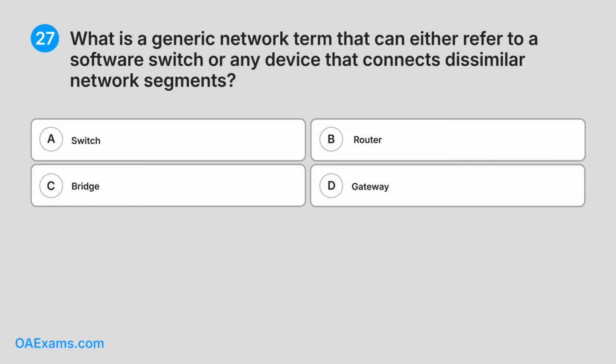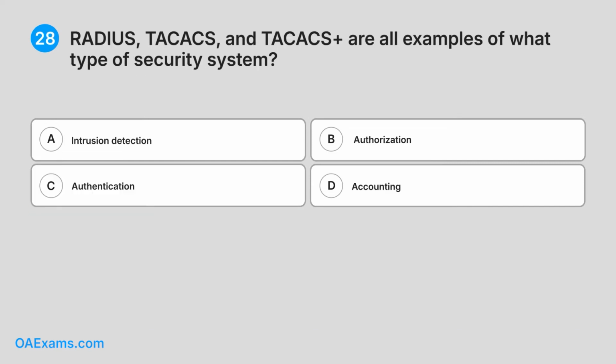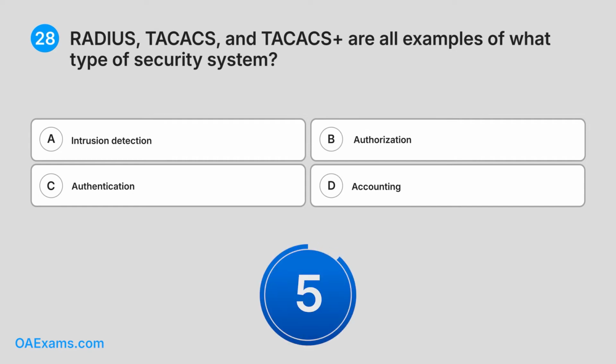Correct answer: C. Bridge. Explanation: A bridge is a network device used to connect different network segments, either in hardware or software. 28. RADIUS, TACACS, and TACACS+ are all examples of what type of security system? A. Intrusion detection, B. Authorization, C. Authentication, D. Accounting. What do you think is the answer?